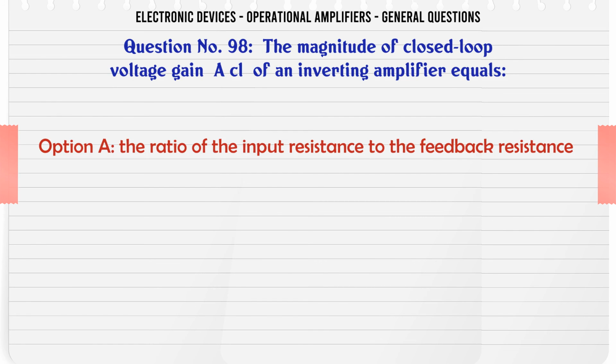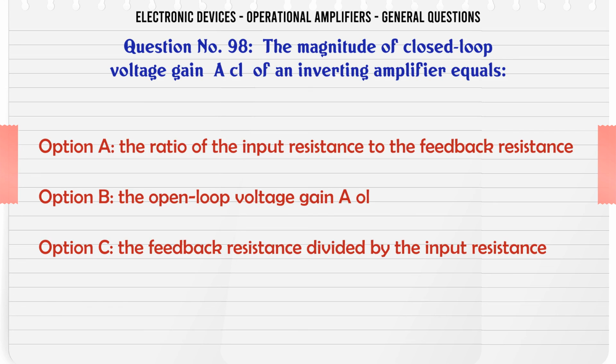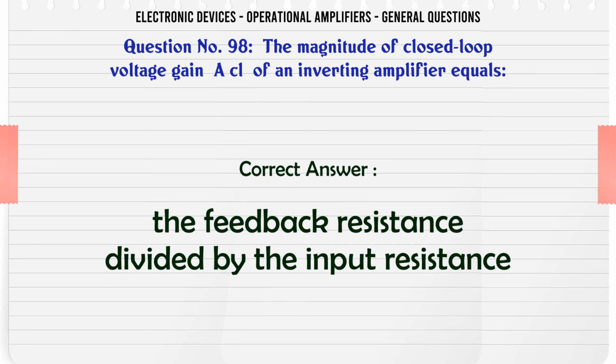The magnitude of closed-loop voltage gain ACL of an inverting amplifier equals A. The ratio of the input resistance to the feedback resistance, B. The open-loop voltage gain AOL, C. The feedback resistance divided by the input resistance, D. The input resistance. The correct answer is the feedback resistance divided by the input resistance.